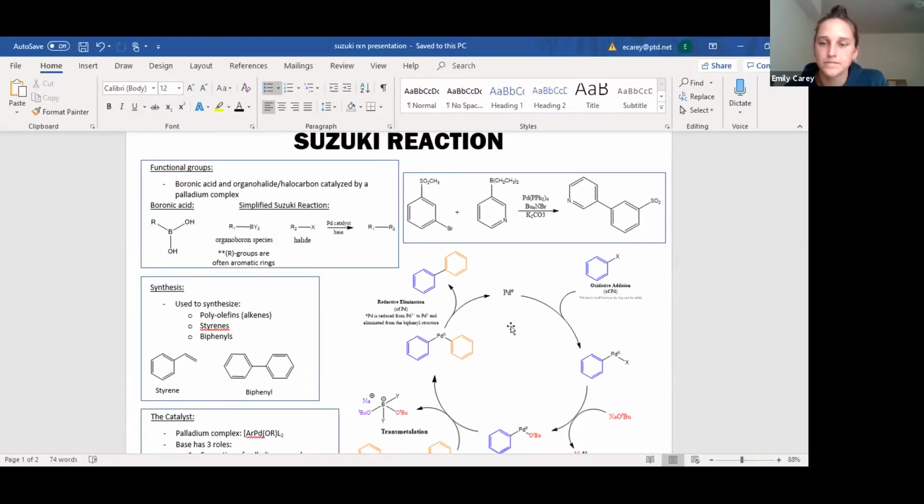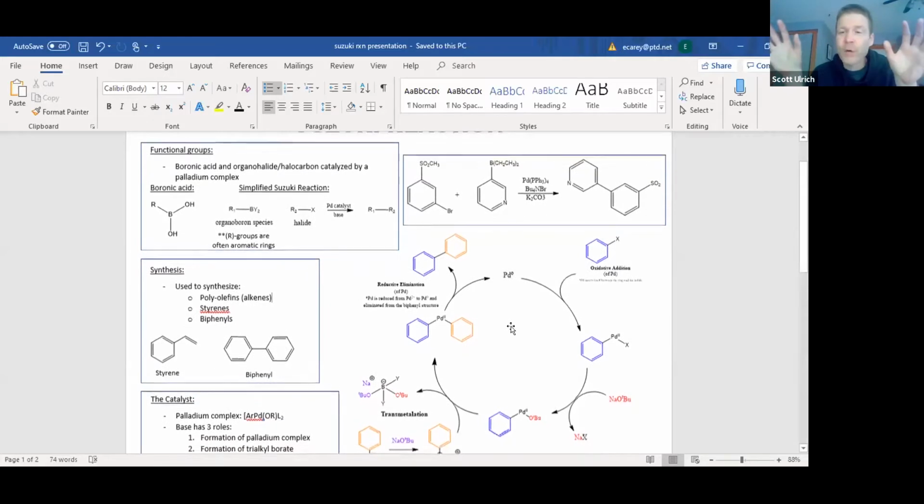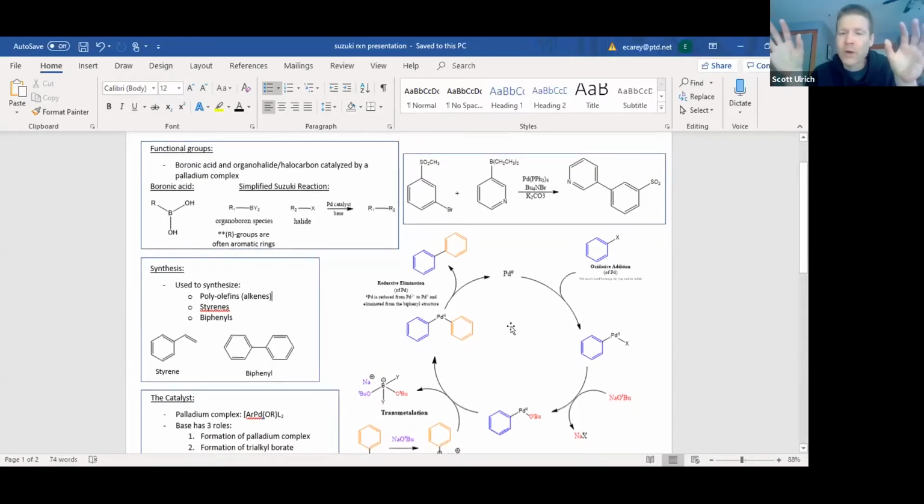But again, it involves an initial oxidative insertion of the palladium, and then by the end you have both of the coupling partners, both of the carbon groups, on the palladium, and then the palladium becomes reductively eliminated, and then the carbon groups bond to each other. So that's also a very common theme for most of these reactions.